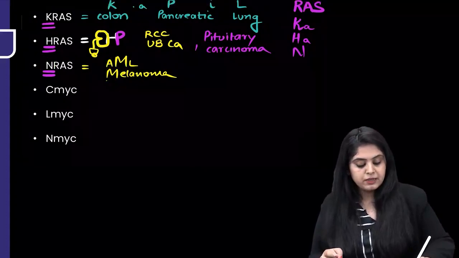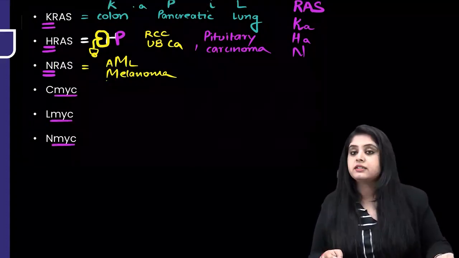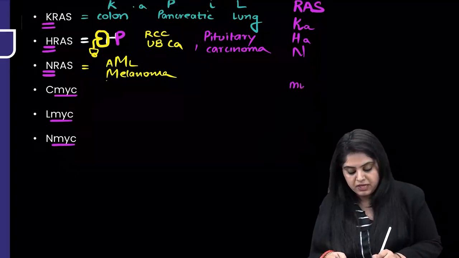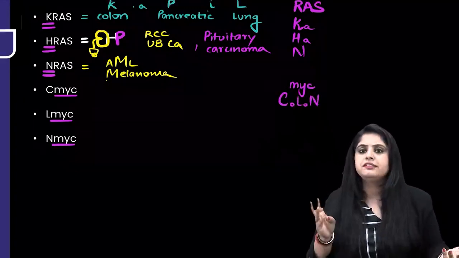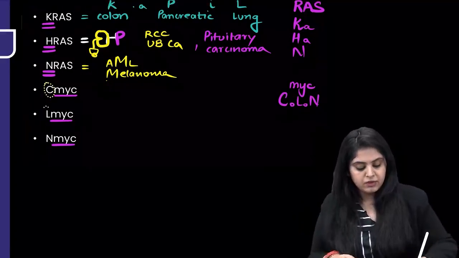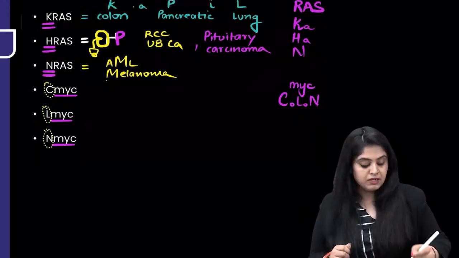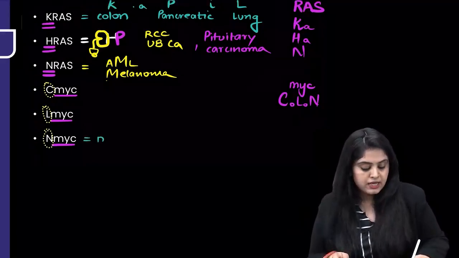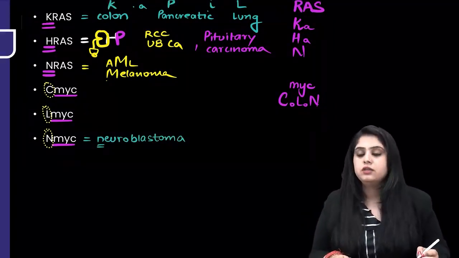Now we come to the three types of MYC. What are the three types of MYC that you have to know? So remember, for MYC you will learn C, L, N, which sounds like colon: C-MYC, L-MYC, N-MYC. Where is N-MYC mutated? N is for N. It is mutated in neuroblastoma. N-MYC is mutated in neuroblastoma.